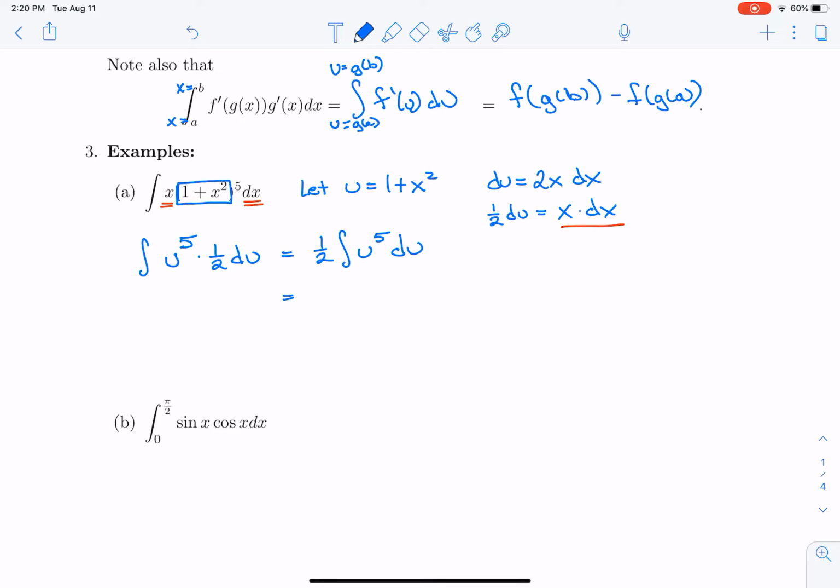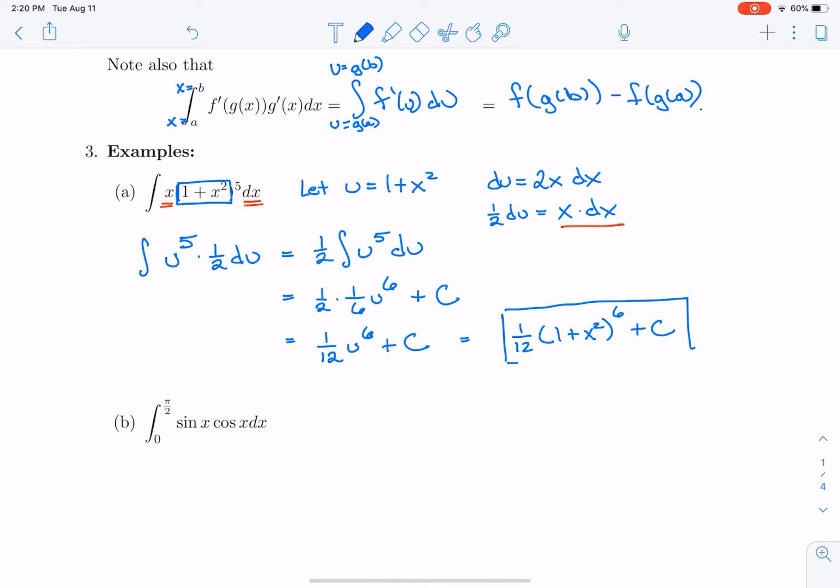Okay, the antiderivative of u to the 5th is actually 1/6 u to the 6th. And then, of course, I need to add on a constant c. And so my answer here would be 1/12 u to the 6th plus c. But that's now in u, and I would like my expression to be in x. So I'm going to write this as 1/12 times (1 plus x squared) to the 6th power plus c. And that is my antiderivative, or indefinite integral, that I'm looking for.